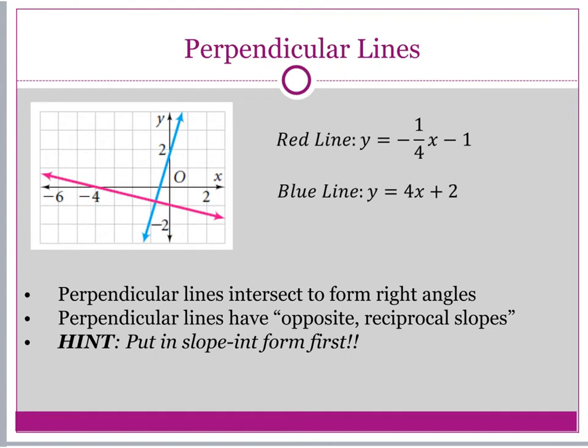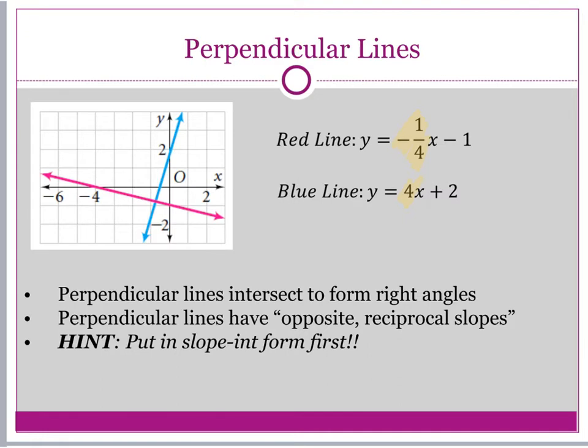Now we're looking at perpendicular lines. You can see that we have our red line right here. The equation for that is y equals -1/4 x minus 1. We have our blue line, which has the equation y equals 4x plus 2. Without reading the bottom, if you look at the differences between these two equations, you will see that my red line has a slope of -1/4, while my blue line has a slope of +4.